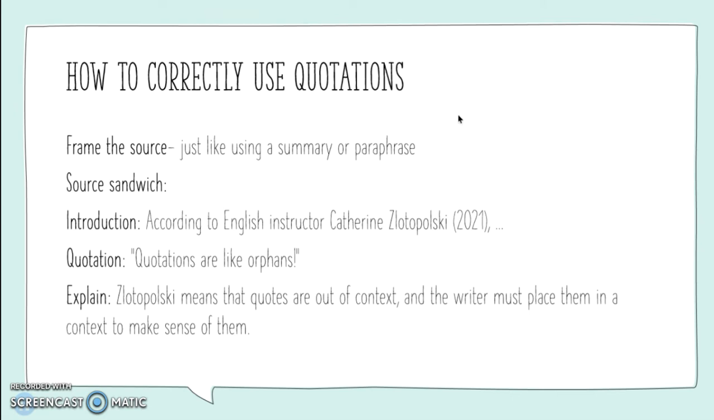So as we move through our paragraph, we would develop that by explaining what the quote means or why we placed it there. So for example, here I put, Zalata-Polsky means that quotes are out of context and the writer must place them in context to make sense of them. So you would never want to begin or end a body paragraph with a quote. A quote would go in the middle. You would frame it.